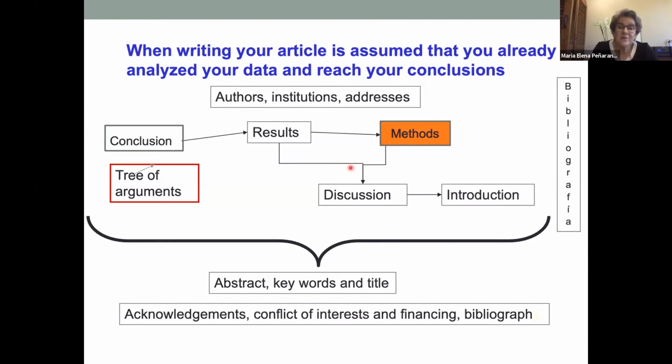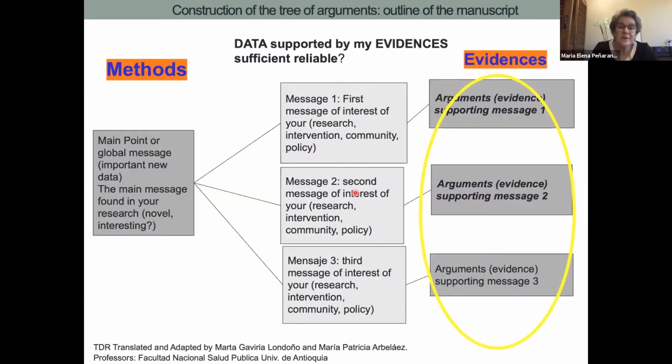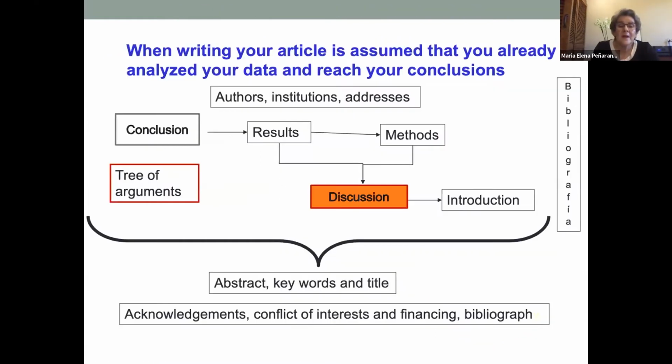And after the results, we can discuss what we found. So again, we write the methodology based on these three evidences that we have, and what experiments we did, and how to reach these three different arguments or more. And then we go to the discussion, like I was saying. So now we have clearly written our results in our mind. We know what we obtained.